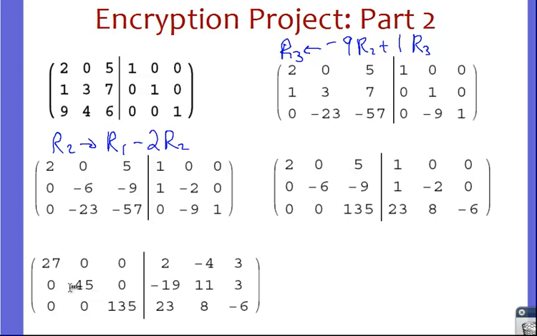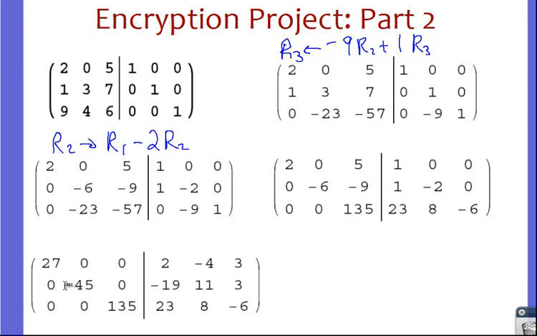Well, we need to figure out what the inverses of these numbers are mod 29, as opposed to the inverses of these numbers in the real number system. Normally we would just multiply each row by 1/27th, 1/45th, and 1/135th respectively, but we can't do that in this case. So the first step here is to reduce each of these three numbers into the mod 29 number system. 27 is already good, but 45 is the same as 16 mod 29.